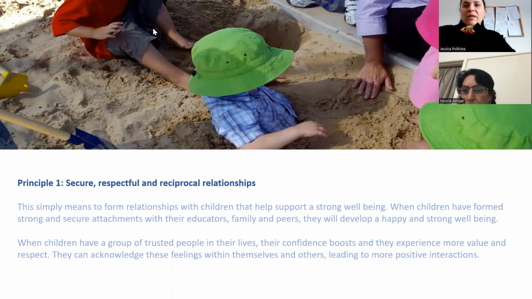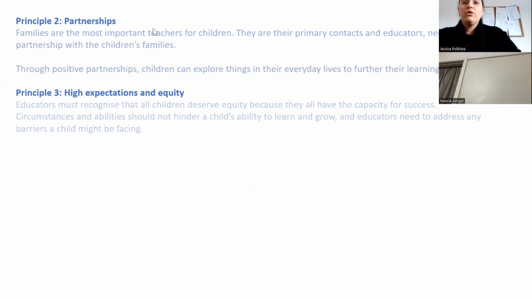Principle 1, secure, respectful, and reciprocal relationships. It simply means how you're forming relationships with the children that is ongoing, going to support their well-being and their development. Okay, so it's when a child has formed a really strong and secure attachment with yourself, their family, their peers, they're going to overall have a really happy and strong well-being because of those attachments that they have formed. Okay. Principle 2, partnerships.